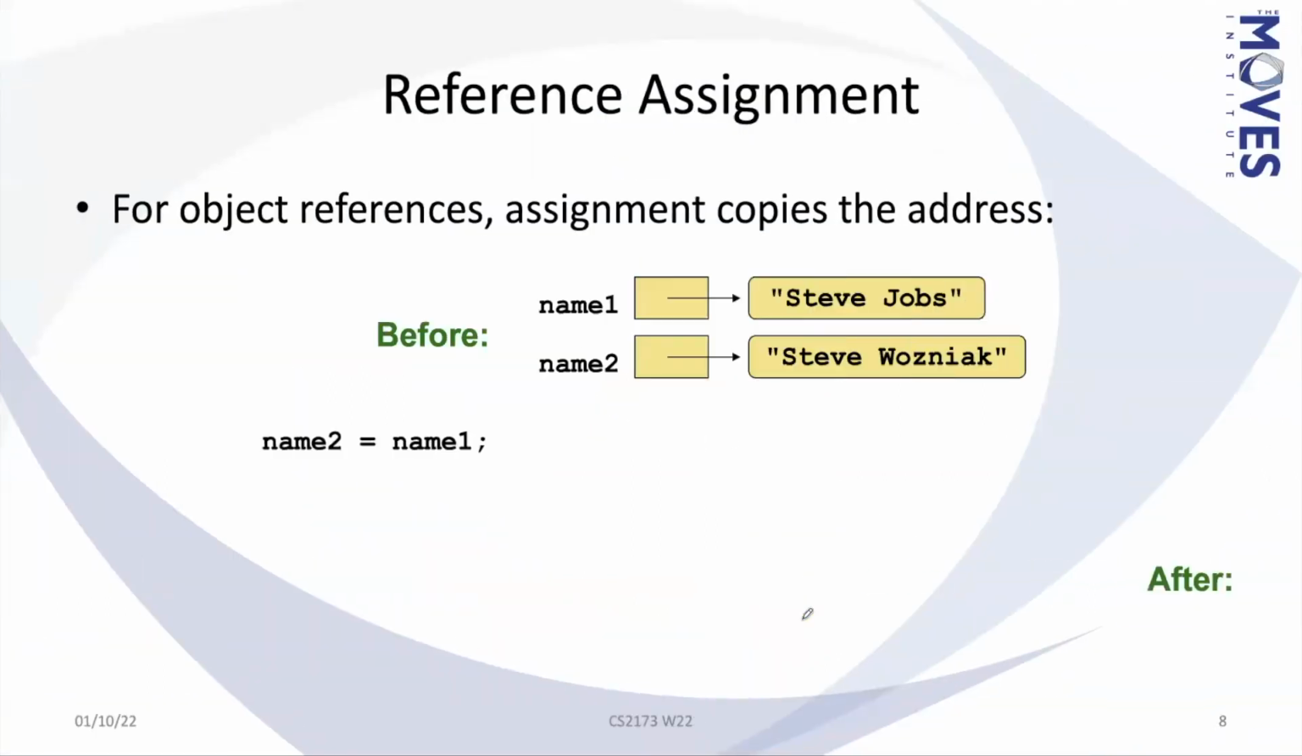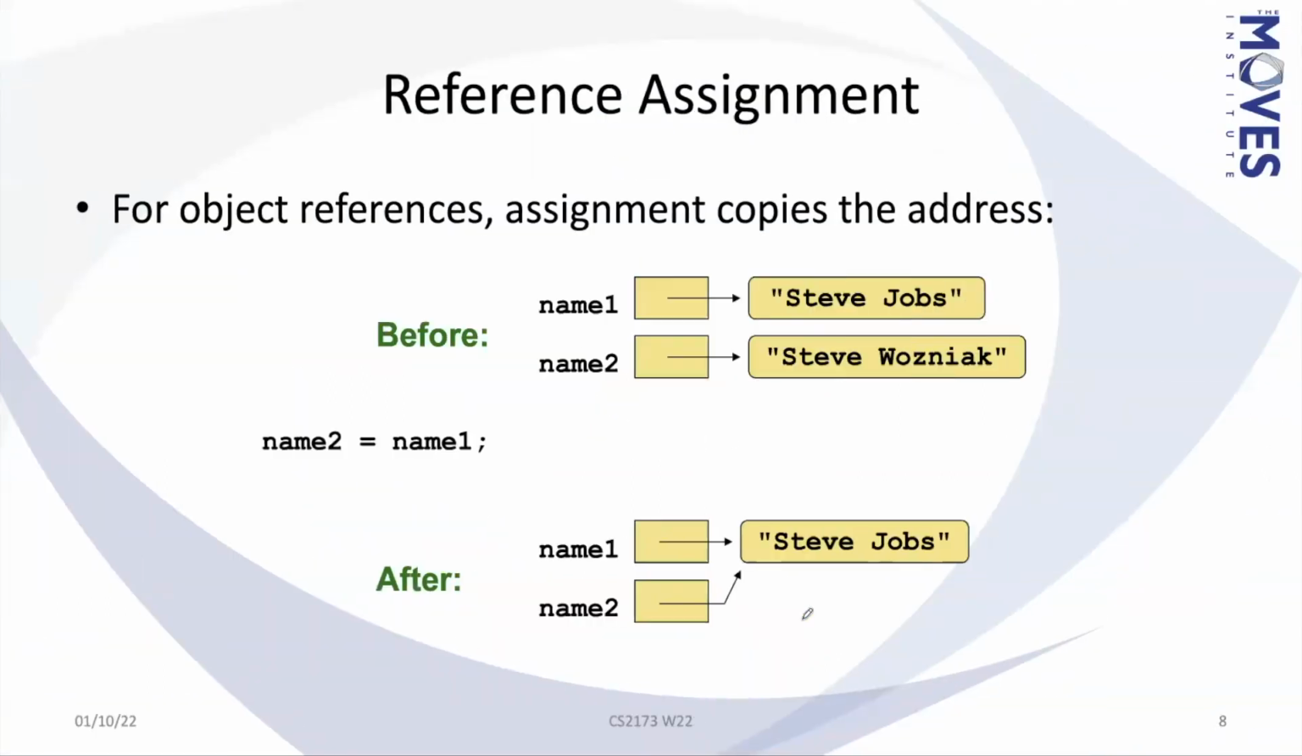but let's see what happens with object references. And this is why it's important to understand the difference, because if your program is acting kind of strange, then something like this may be going on. Okay, remember, strings are objects. And so in this case, name1 is Steve Jobs, name2 is his buddy, Steve Wozniak.